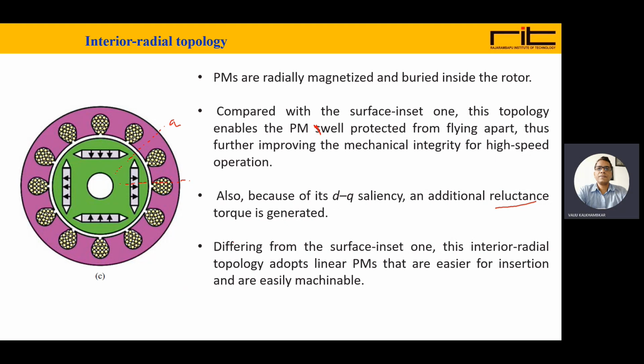Compared to surface inset, this interior radial topology adopts linear permanent magnets that are easier for insertion and are easily machinable. So we can see in the radial topology, the magnets can be easily inserted here. Now, if this is the radius, the flux is flowing in the radial direction. You can see here it is flowing in the radial direction, hence it is an interior radial topology.